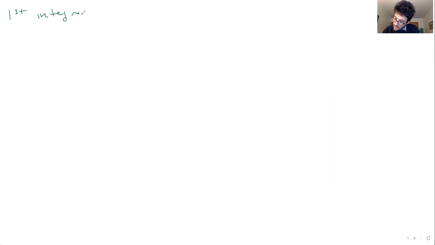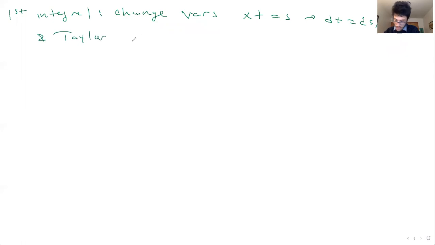So the first integral, we're going to change variables. Okay, xt is going to equal s. So that means dt is going to equal ds over x. Okay, and we'll Taylor expand, okay, in a couple of steps.